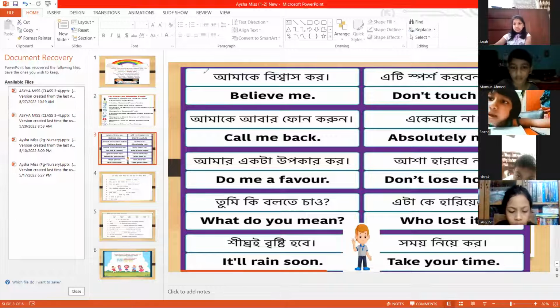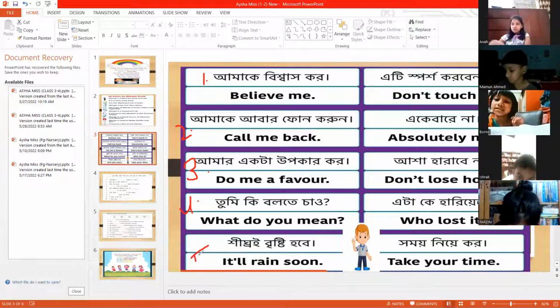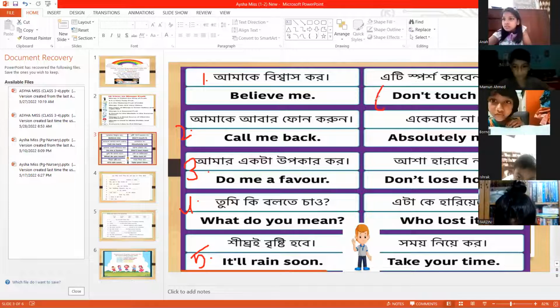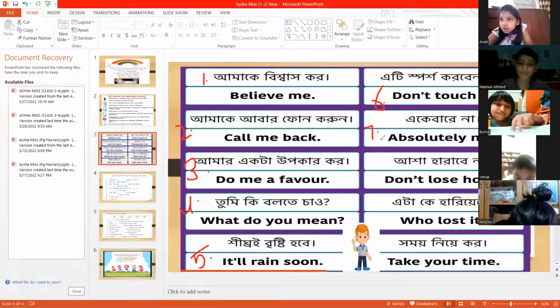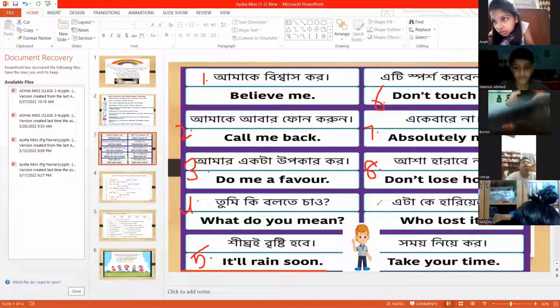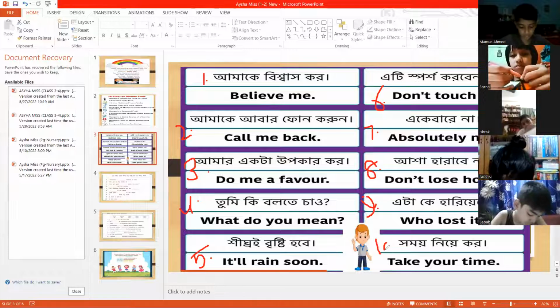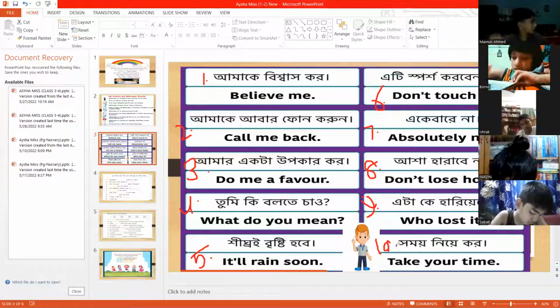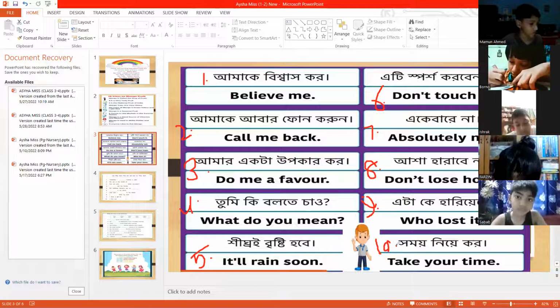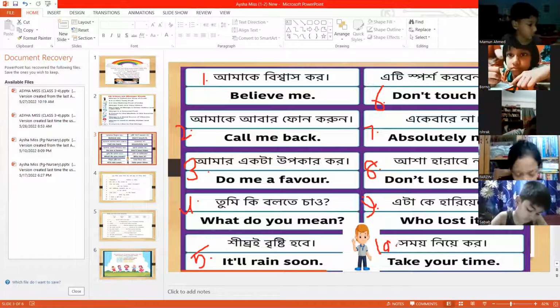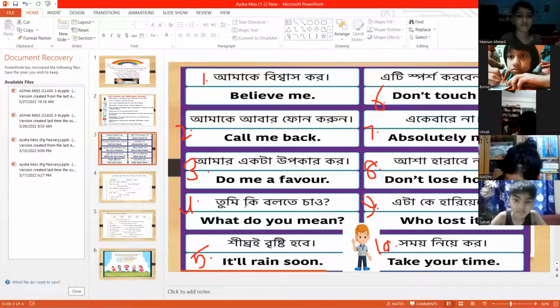Okay, so write down. One, two, this is your punishment. Three, four, five, six, seven, nine and ten. First, you have to write the Bangla and then the English. And of course, within 10 minutes, you have to finish it. And read it while you are writing. I told you in the last class, while you are writing, you have to read louder. Then you can memorize this very easily.